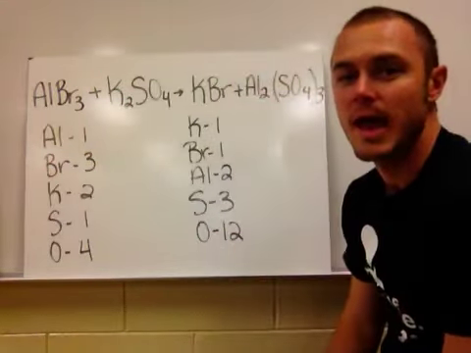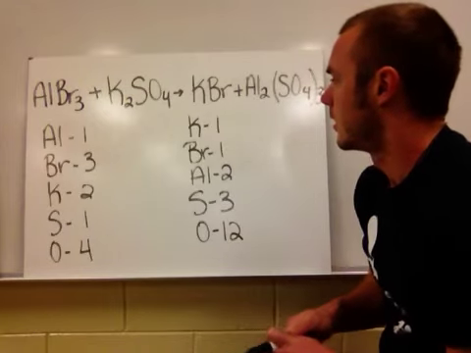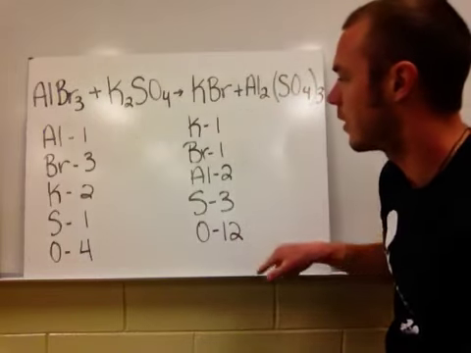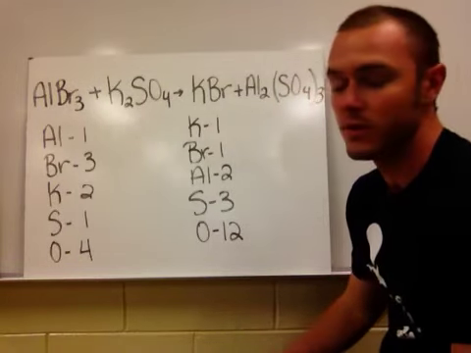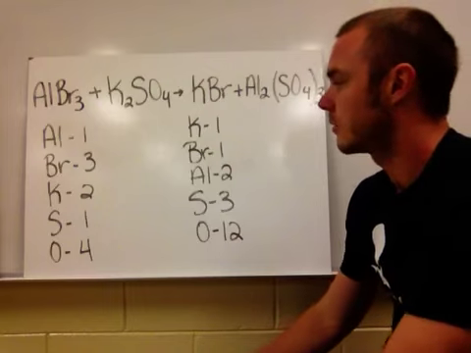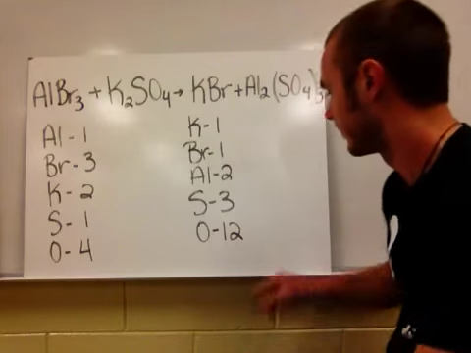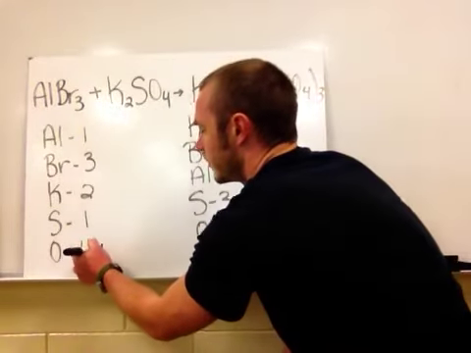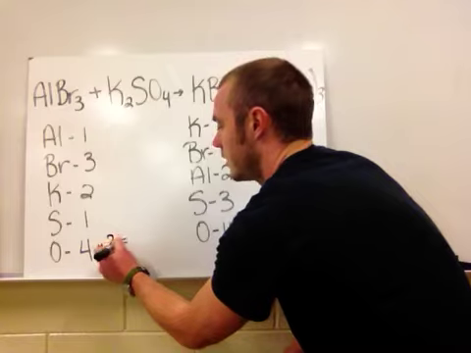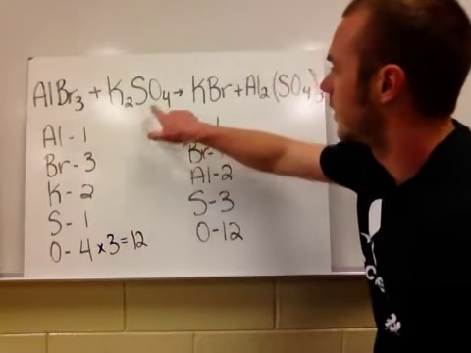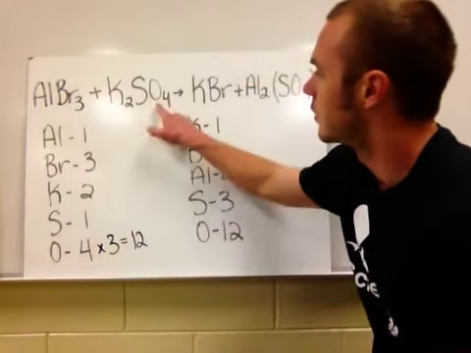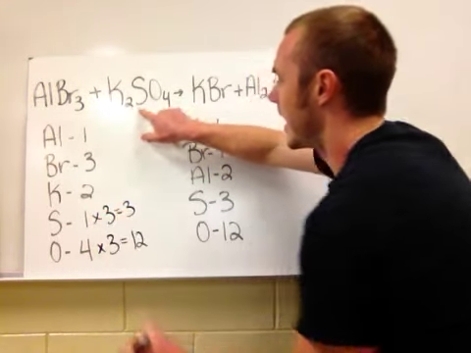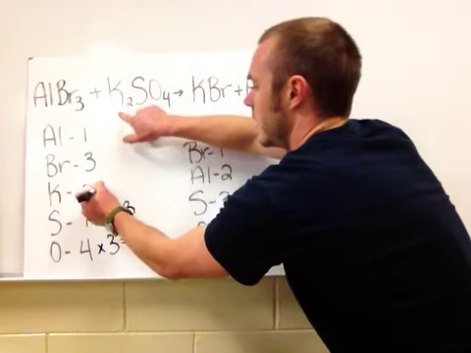So I went ahead and counted up my atoms: 1, 3, 2, 1, 4, 1, 1, 2, 3, 12. They're not matching up and they're not equal yet. So let's start with our oxygens. I have 12 and 4 on this side. So 4 times what will give me 12? 4 times 3 equals 12. That's this oxygen right here. So I also need to multiply my S by 3, and I need to multiply my K by 3.